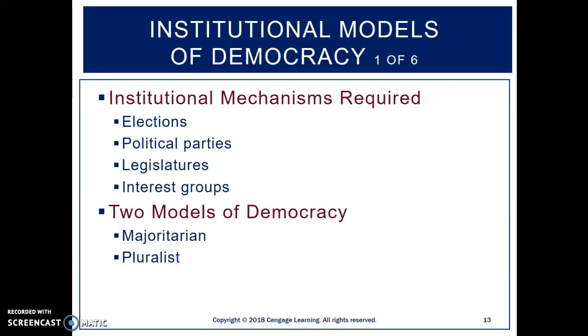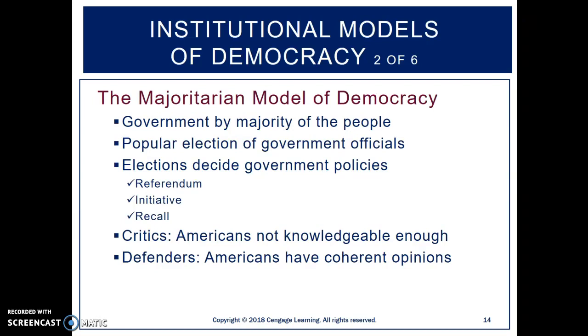And so we can summarize the theoretical positions by using two alternative models of democracy. Now, as a model, each is a hypothetical plan, a blueprint to achieve a democratic government. So you have the majoritarian model, which values participation, and the pluralist model, which values participation by the people in groups, not so much by individuals. And so, in any democracy, you're going to have elections, political parties, legislatures, and interest groups. So what does that look like?